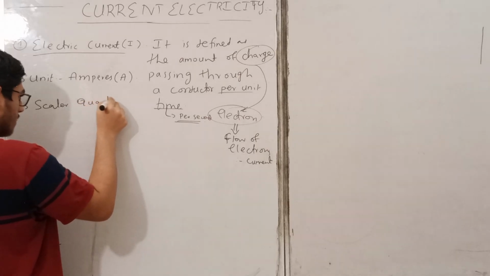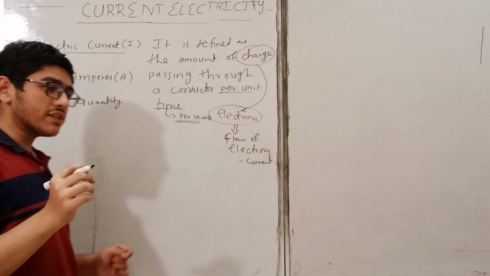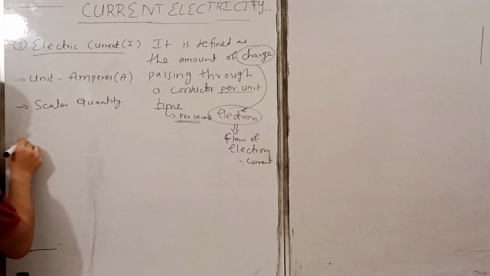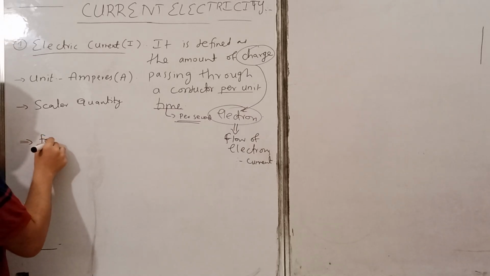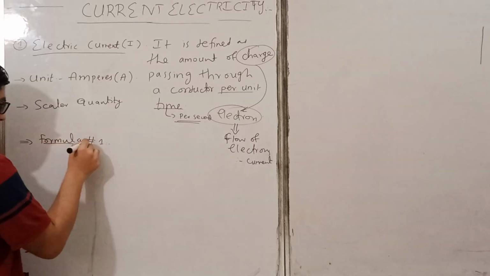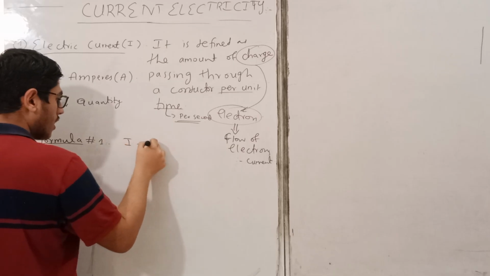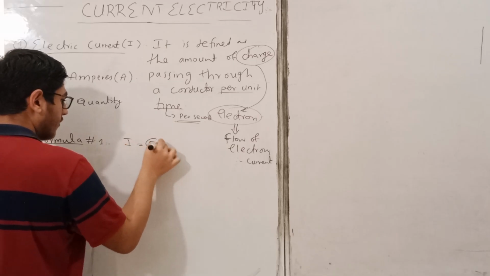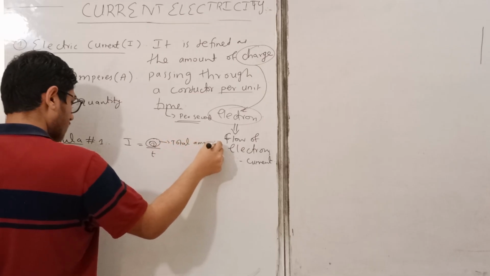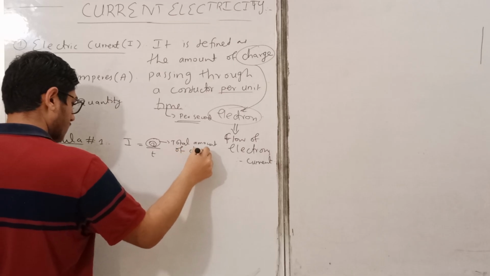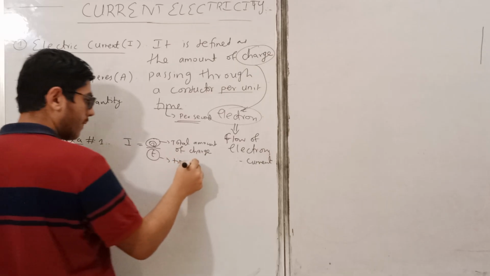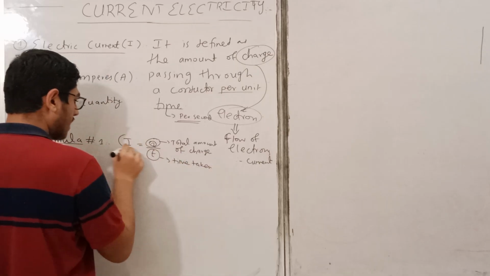Now we are going to discuss the formula that is used to calculate electric current. There are two formulas. The formula number one is I equals Q upon T, where Q is the total amount of charge, T is the time taken by charges to flow, and I is current.